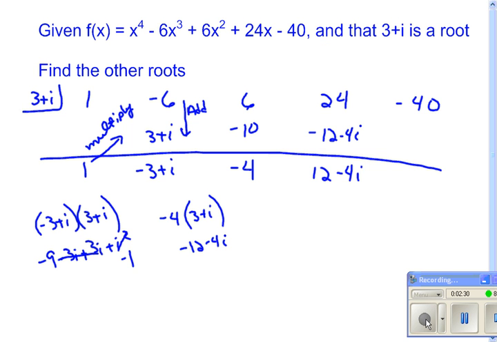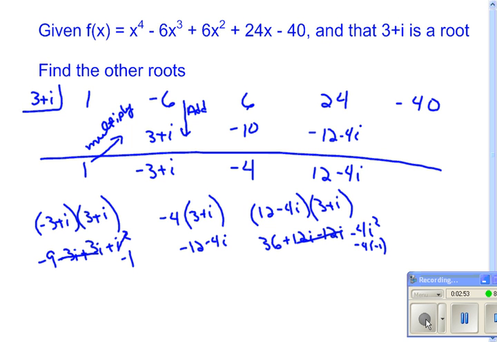To get back up, you multiply. 12 minus 4i times 3 plus i, and you get 36 plus 12i minus 12i minus 4i squared. The middle terms subtract out again. A -4i squared is really -4 times -1, so it's a +4. 36 plus 4 is 40. And you add.